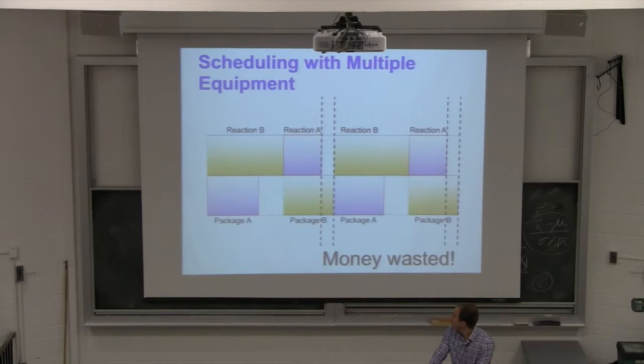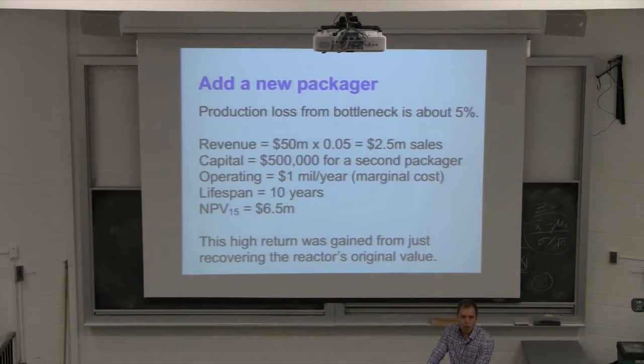I did the lines out in Excel. It's like 5% production loss. So that 5%, and I made up all these numbers, we justify it by saying that, say, the second packager is significantly cheaper than the reactor, and that we can get an additional $1.5 million a year from filling that production gap. So obviously, our net present value, at 15% MARR, is $6.5 million. And the gain mostly just arises from utilizing the reactor to its full capacity.